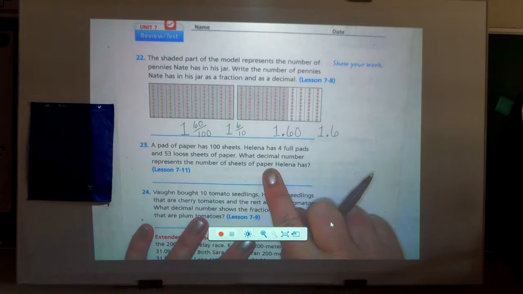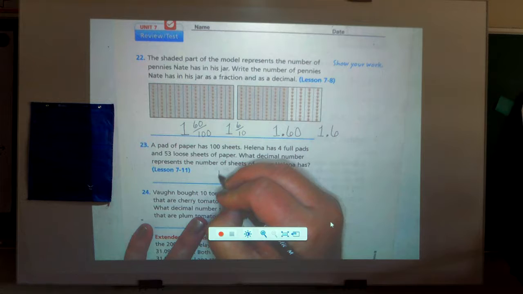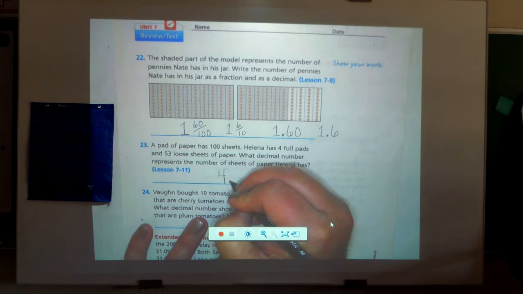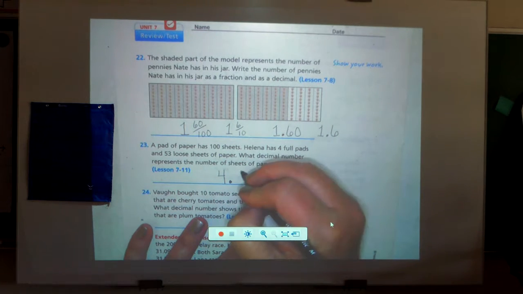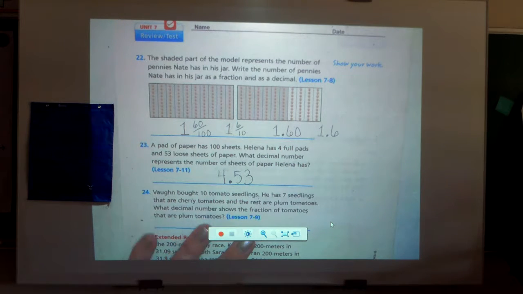In 23, it says a pad of paper has 100 sheets. Helena has 4 full pads and 53 loose sheets of paper. What decimal number represents the number of sheets of paper Helena has? Well, she has 4 wholes and 53 out of 100.